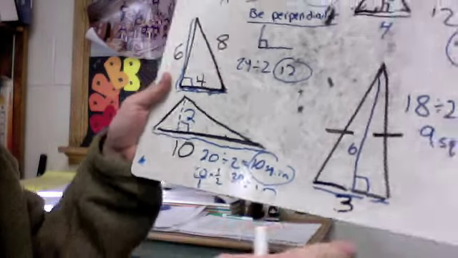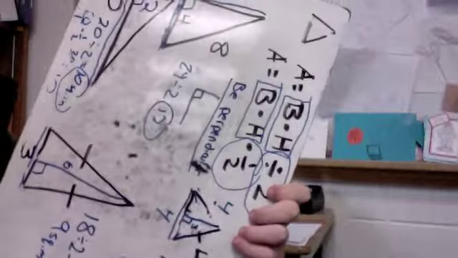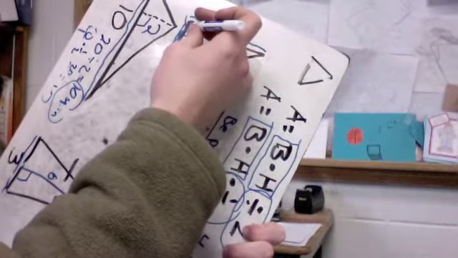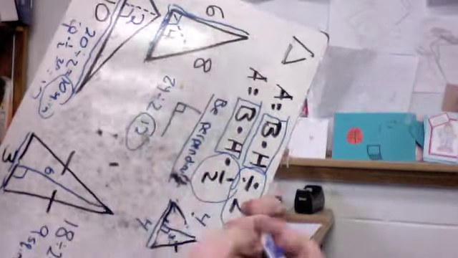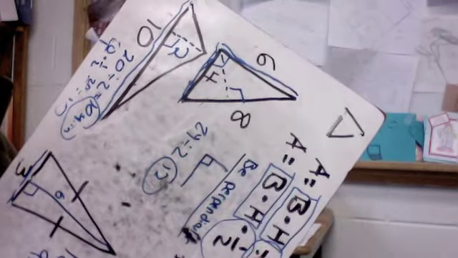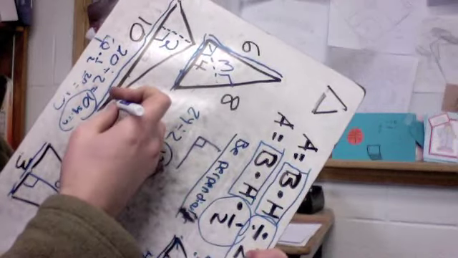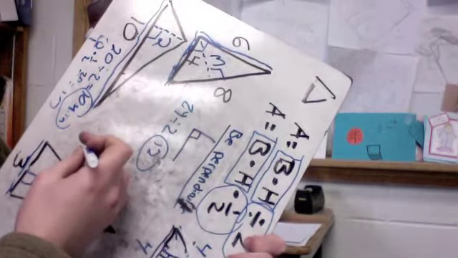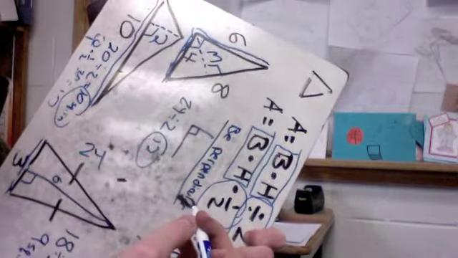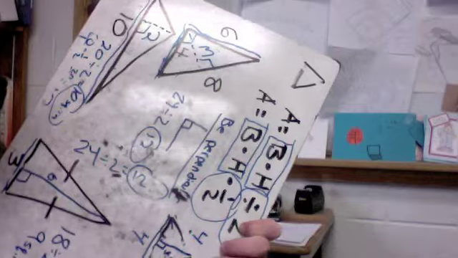Now, other way we could look at this. I could turn this like this. Okay? I could make that my height. Okay, that definitely makes a right angle. Let's say that's 3. Okay? So same deal. 8 times 3 is still 24. 24 divided by 2 is still 12.